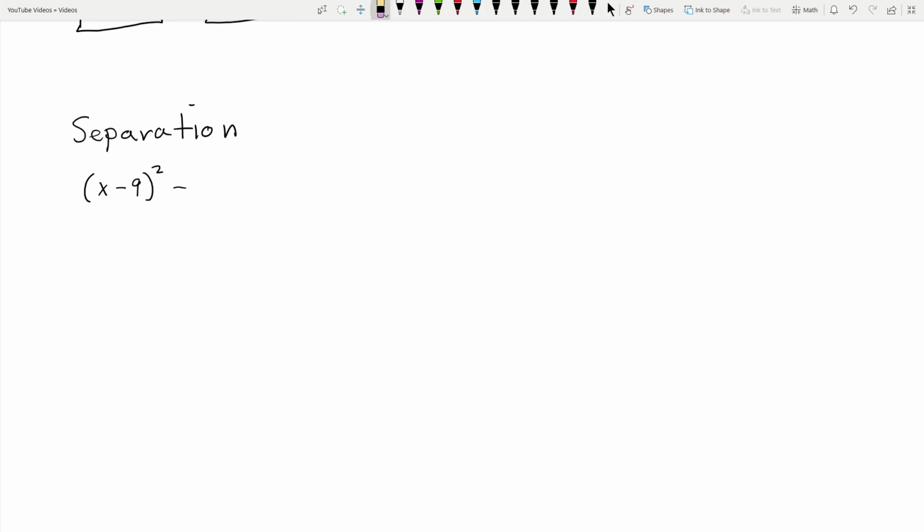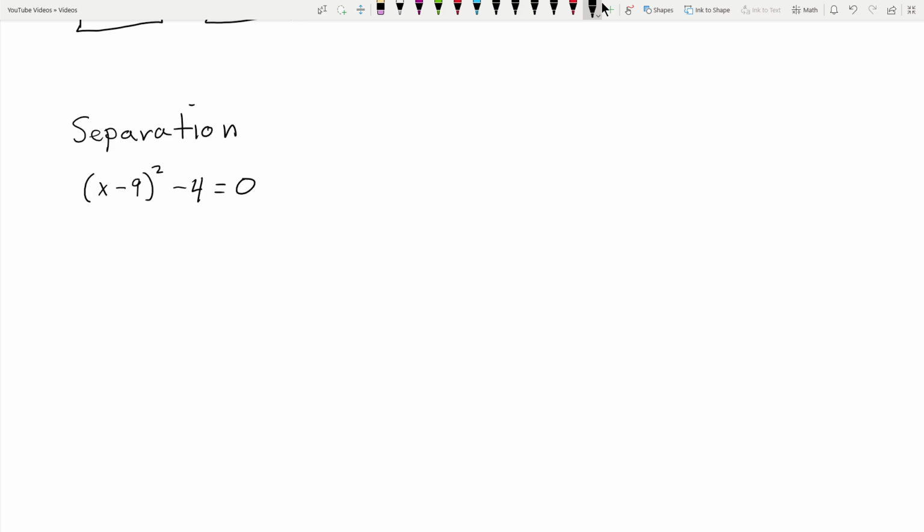Yeah, let's see what happens when I make problems up on the fly. Say I had something like that. All right, now that is going to be a quadratic. I don't want to have to multiply that out. I don't have to multiply that out and put it in standard form and then try and factor it. Okay. What I can do is to start to separate it.